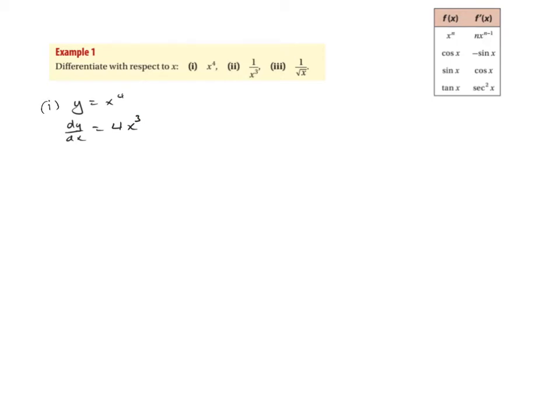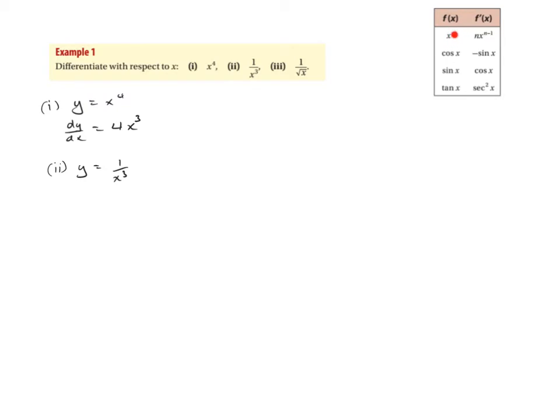Okay, let's have a look at the second type. The second type looks as if it's going to be a little bit more complicated. We have y is equal to 1 over x cubed. And what we need to do here is get it into the form of x to the power of something. We're going to try and transform it so we get to this form here, x to the power of n.